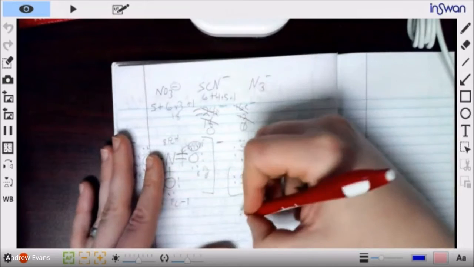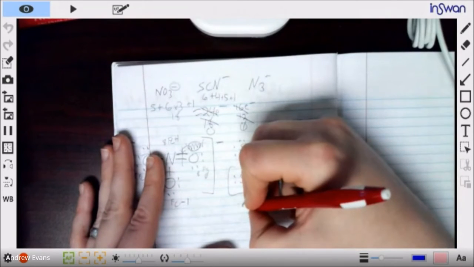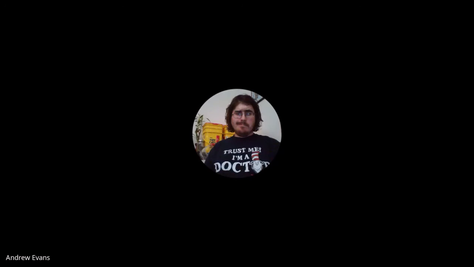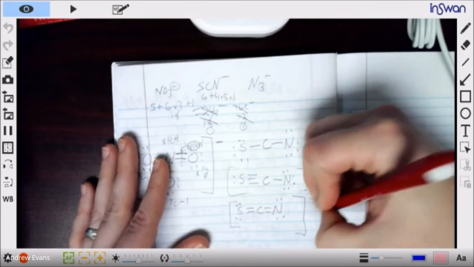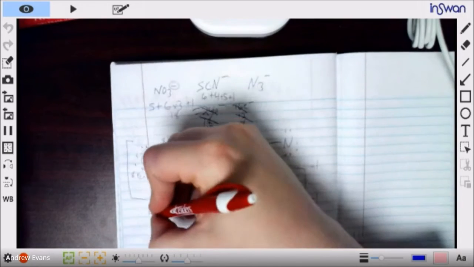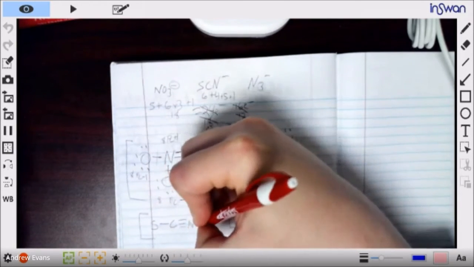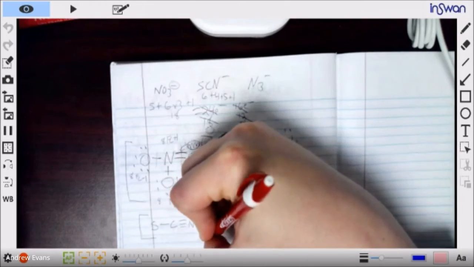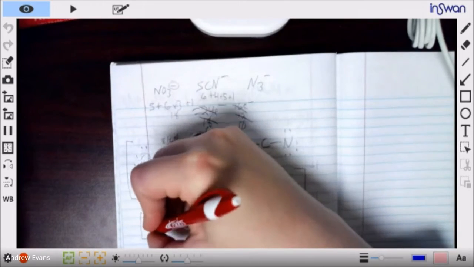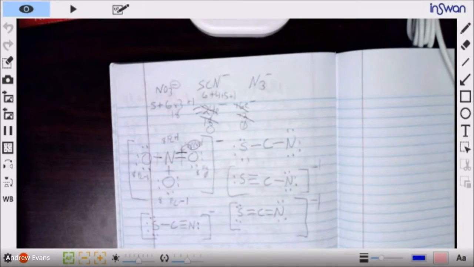We had this guy. So draw the lone pairs. And I'll go ahead and put the 3rd option down here. S, C, N. Okay, we have these 3 options. Which one of these 3 options is best?